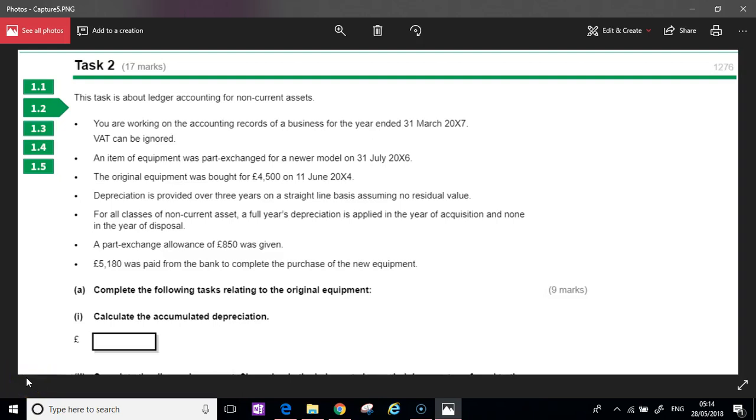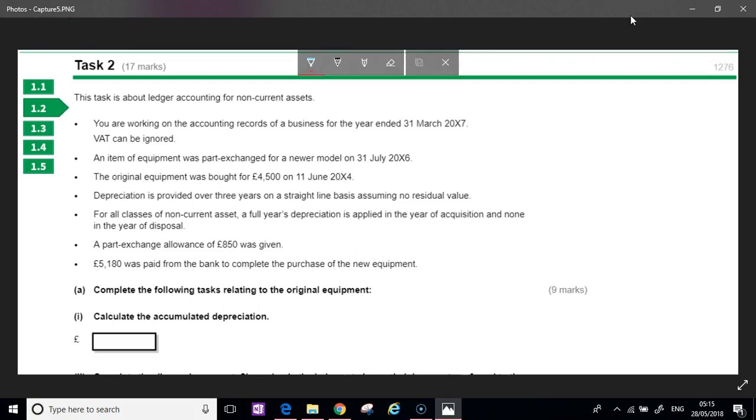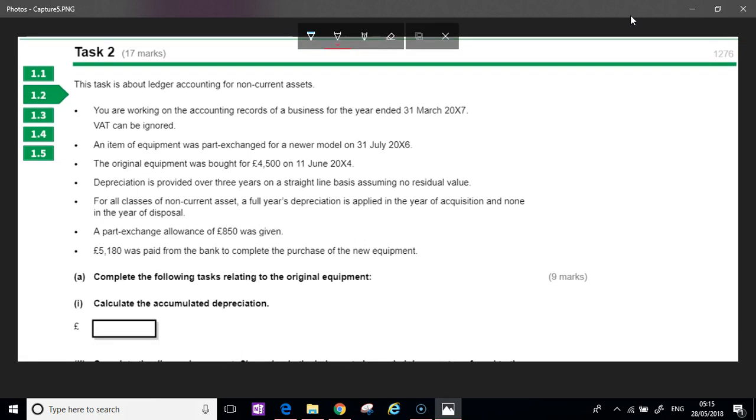Okay, hi guys. So this is question 2. This is an interesting question because we've done this sort of thing. It seems very common and very popular. So how I think you should do this is always ask for paper in the exam. You can ask for paper, or a worksheet, so make sure you request some. And just draw out the T accounts.